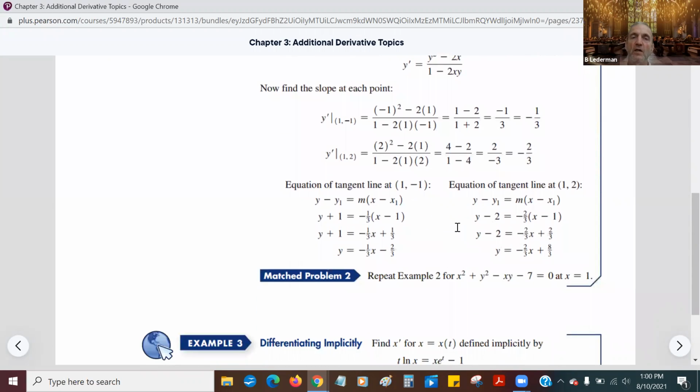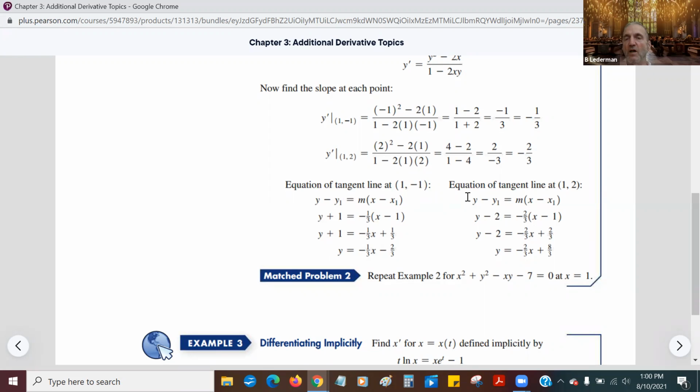Now the equation of the tangent line at 1 comma negative 1. Well, I know the point and I know the slope, so I'm just going to do point slope. I'm going to do y plus 1 is equal to negative 1/3 times x minus 1, because those are the coordinates right here. Crunch, crunch, crunch, and I get y equals negative 1/3 x minus 2/3. And that is the equation of the first tangent line.